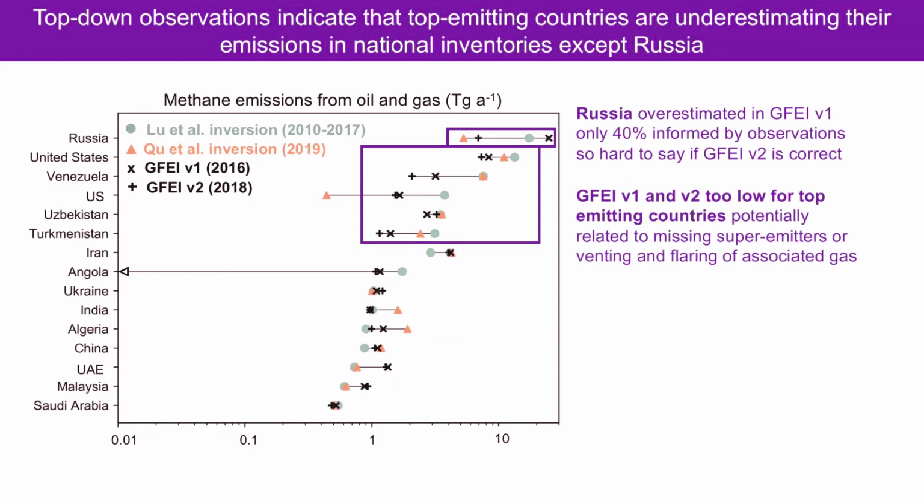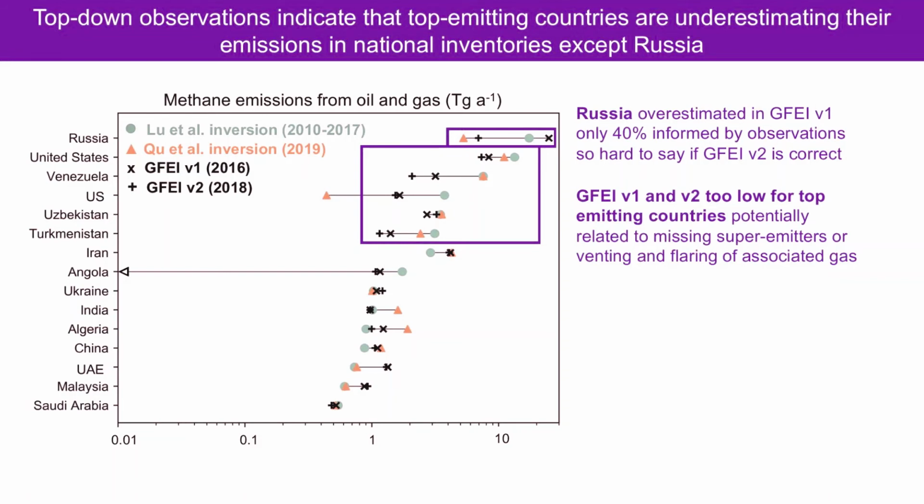In green, I have the Liu et al. inversion results, and in orange, the Chu et al. results. The black X's are GFA version 1, so that was the version of GFA that was used as a prior in the inversion. And then the black pluses are GFA version 2, which are those updated UN reporting emissions.